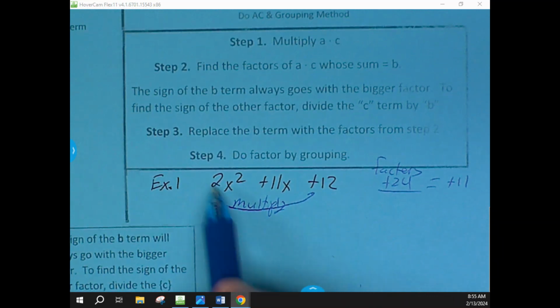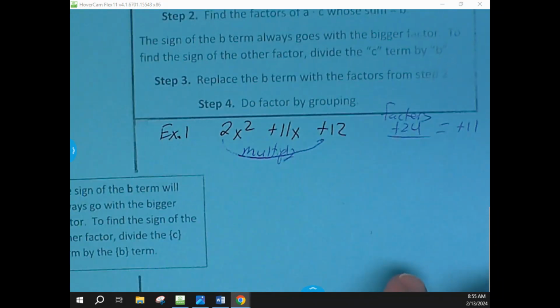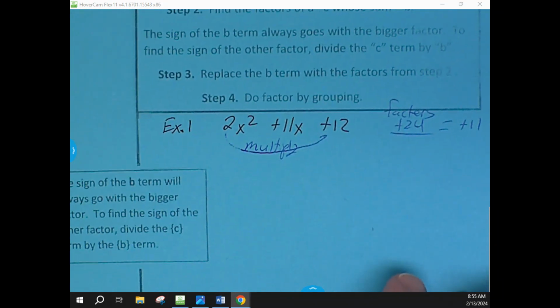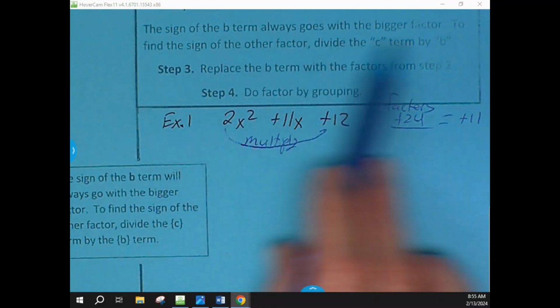So we're going to start off with an a times c. And then again, whatever that number is, we're going to look for the factors of this thing whose sum is going to equal the b term in the middle. That way we're using all 3 terms for this part of it. Now here's the big thing, and this is on here twice because it's kind of a big thing. It says the sign of the b term always goes with the bigger factor.